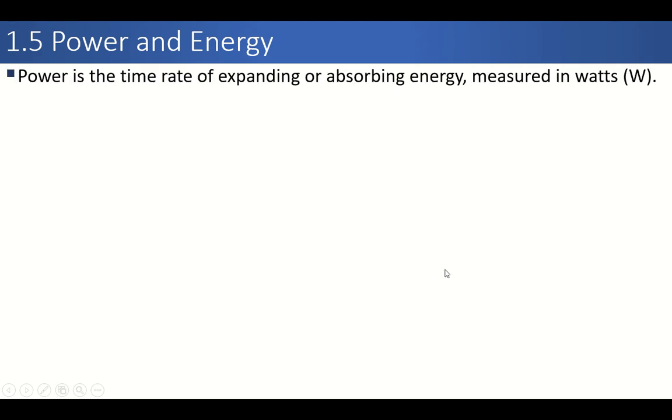Already we know what power is. Power is the time rate of expending or absorbing energy. It is measured in watts. This is the SI unit of power, and in electrical engineering we also use the same unit, that is watt. Mathematically, power is work done per unit time, and if we multiply and divide by dq, this equation can be written as dw by dq multiplied by dq divided by dt.